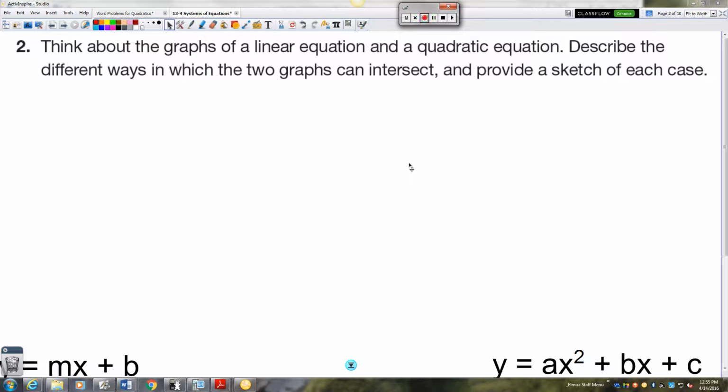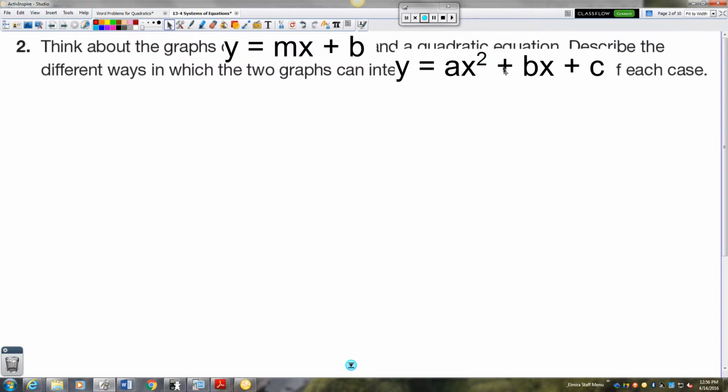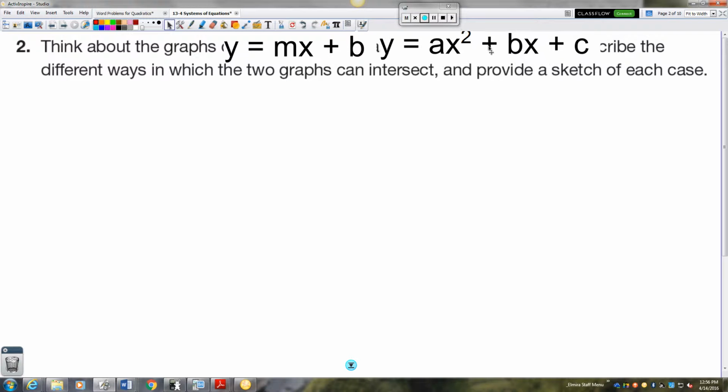Okay, this is our video for 13.4, how to solve systems of equations. And part 1 is going to be about how to solve by graphing. Okay, we mainly do a system that includes a linear equation and a quadratic equation. Remember, linear is y equals mx plus b, and quadratic is y equals ax squared plus bx plus c.